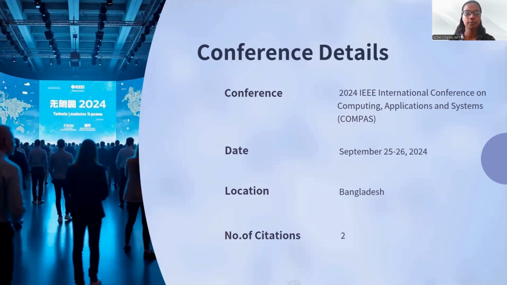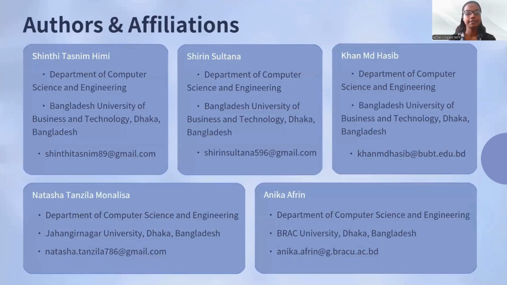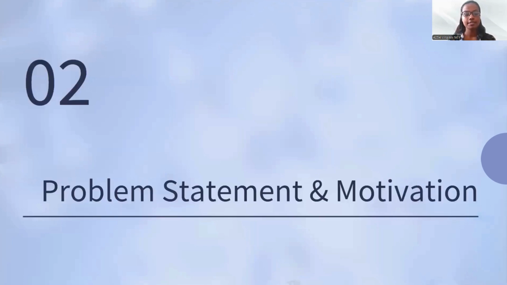As of now, the paper has been cited twice, indicating that it has already gained some recognition in the research community. Now, let's take a quick look at the authors of the paper. This paper was authored by a team of 5 researchers. They are affiliated with 3 prominent institutions in Bangladesh, as shown on the slide. Now, we have covered the background and authorship. Let's move on to the main problem addressed by the paper and the motivation behind this research.